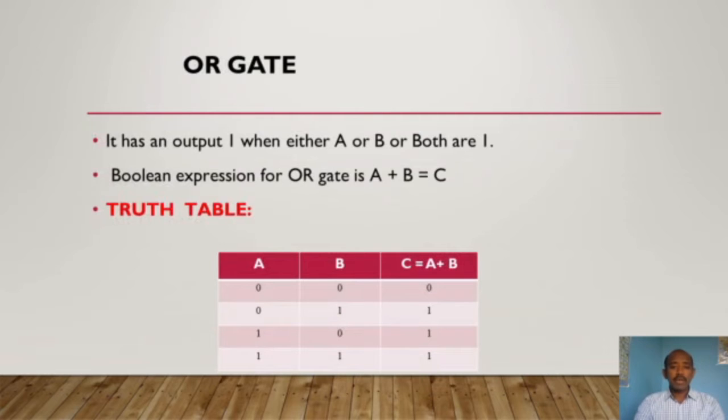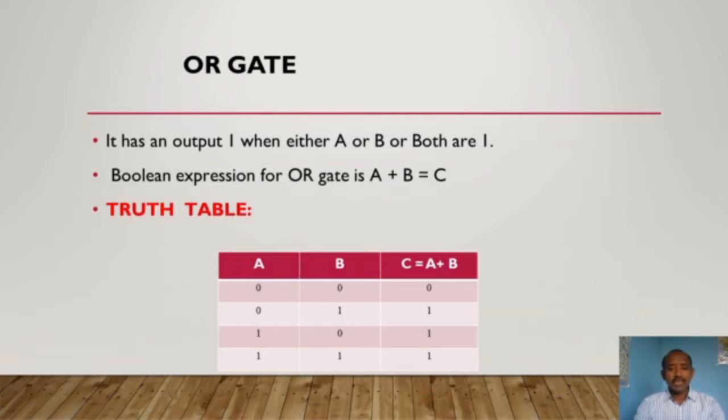Here the OR gate has only one output and two inputs. The output will always be 1 when either A or B or both are equal to 1. The Boolean expression is A plus B is equal to C, where A is an input, B is an input and C is the output, so we can write C is equal to A plus B. Here we are doing binary addition.